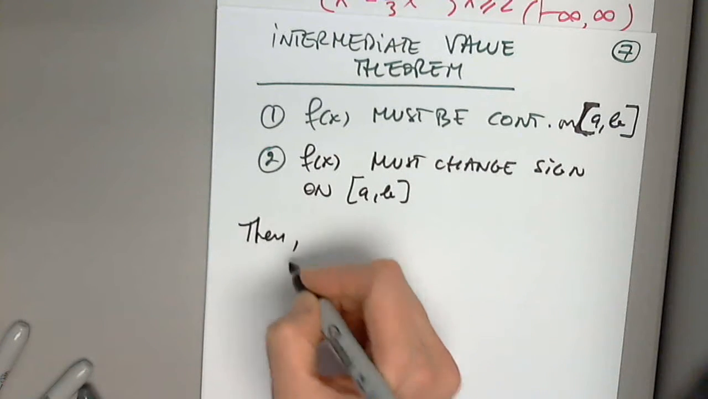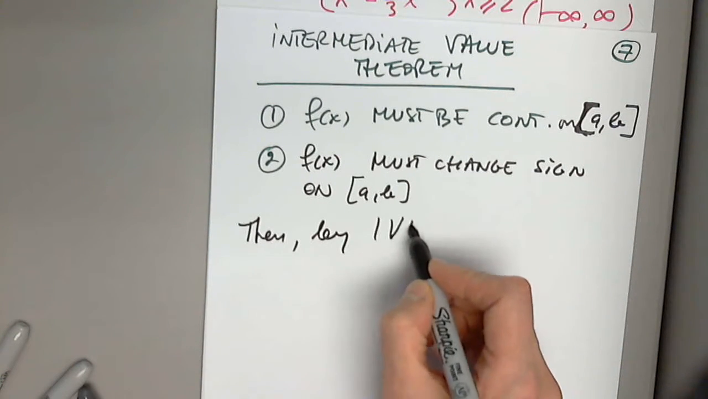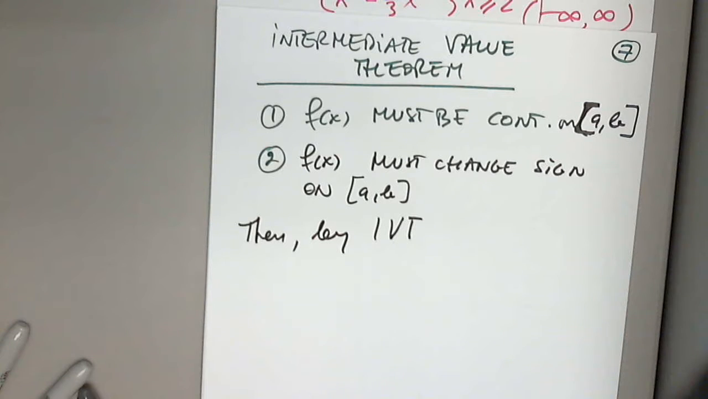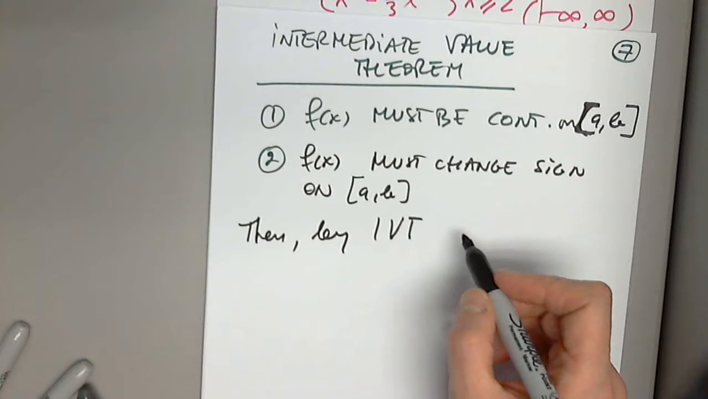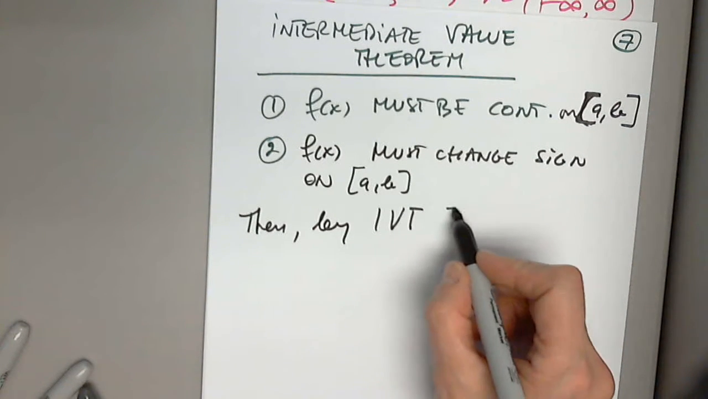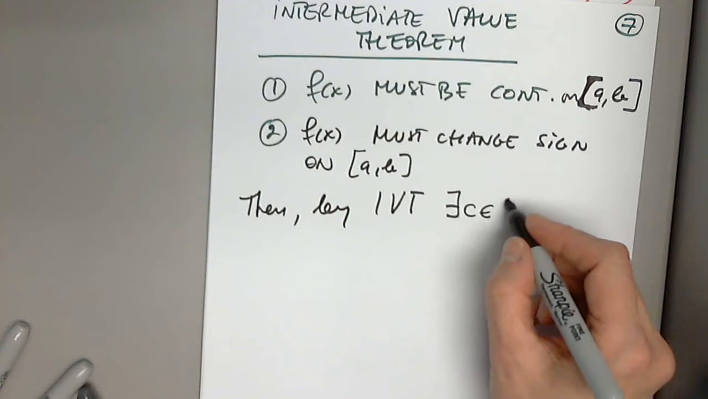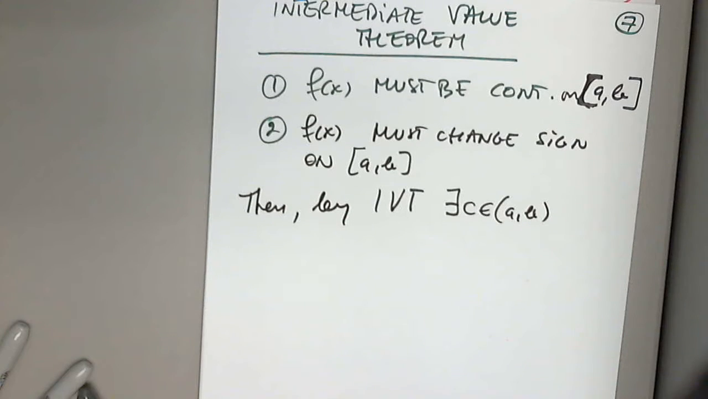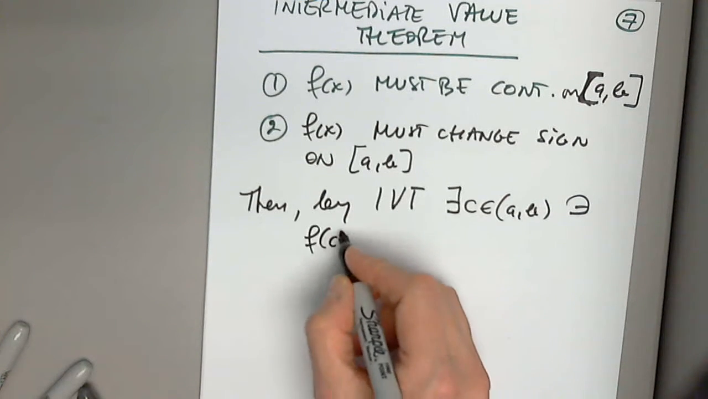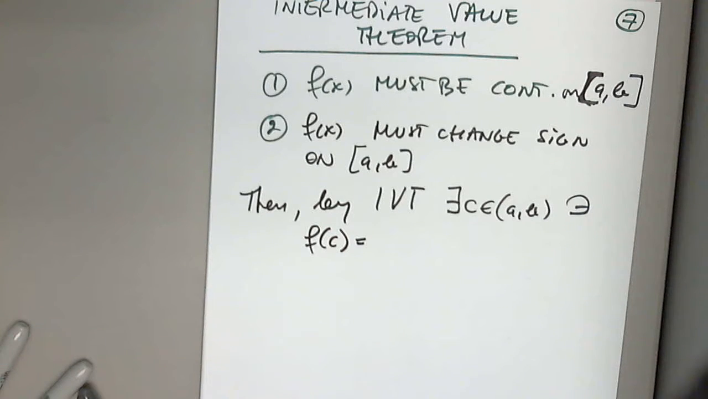Then, by IVT, intermediate value theorem, I know not everyone will like this, there exists a c in the open interval a comma b such that f of c, let's think for a moment before we decide.